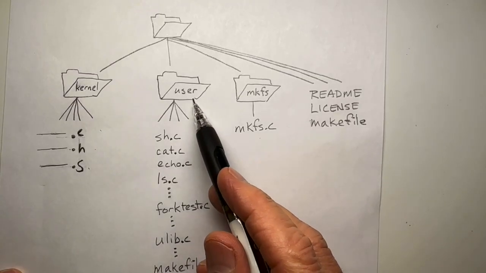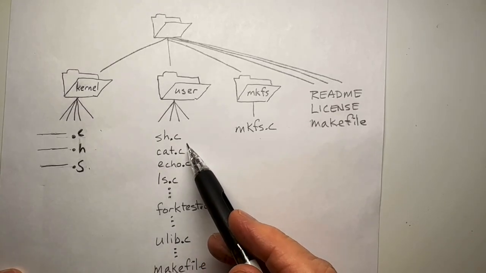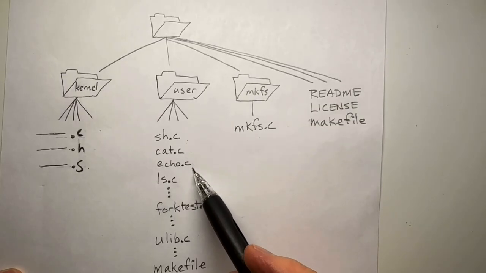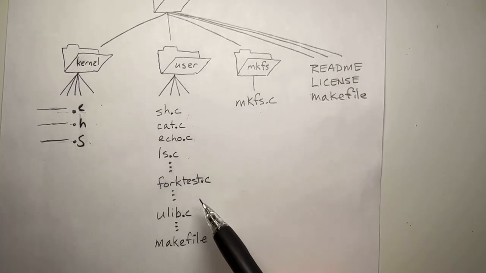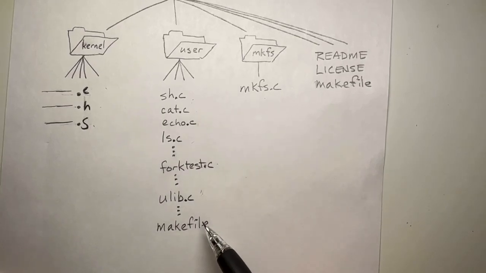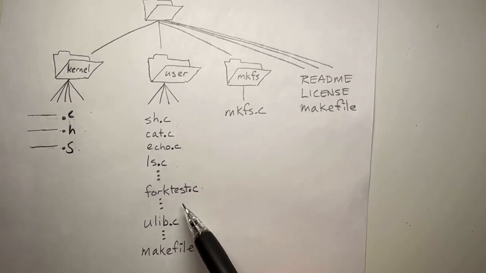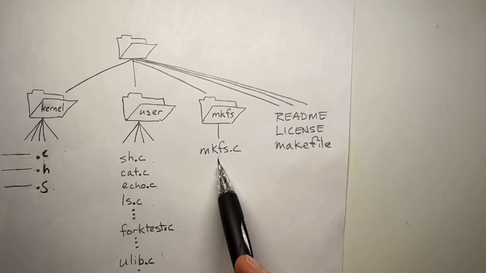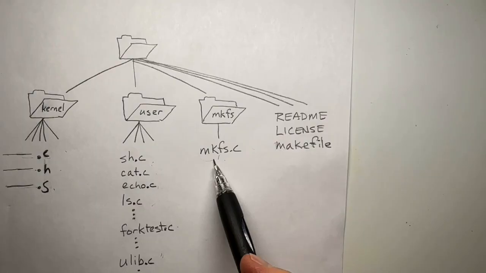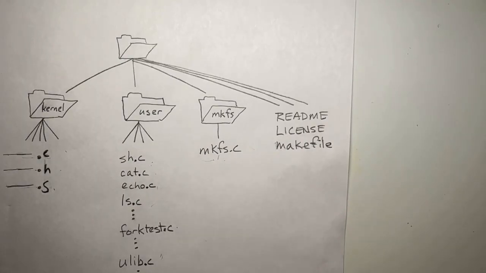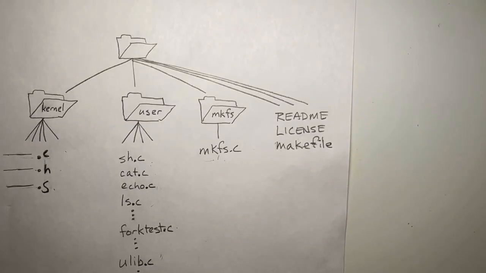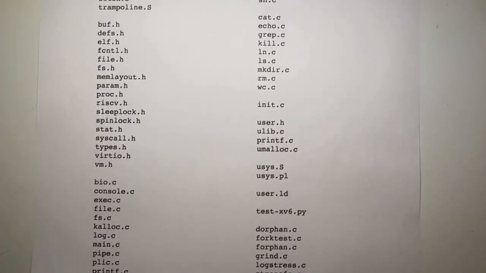The user directory contains the programs that will run in user mode, such as the shell, cat, echo, ls, and so on. It also includes some files for testing the kernel, some library stuff, and a makefile. The mkfs directory contains a program used to build the initial file system and create the disk image. We also have a README file, a license file, and a makefile to compile everything.